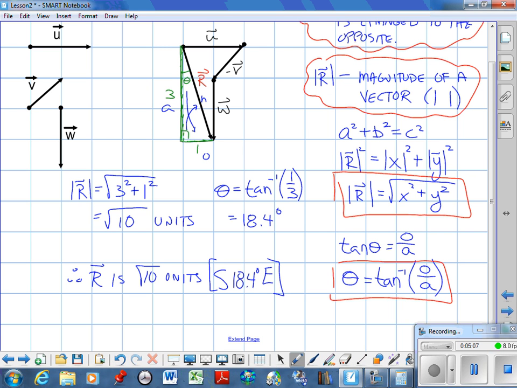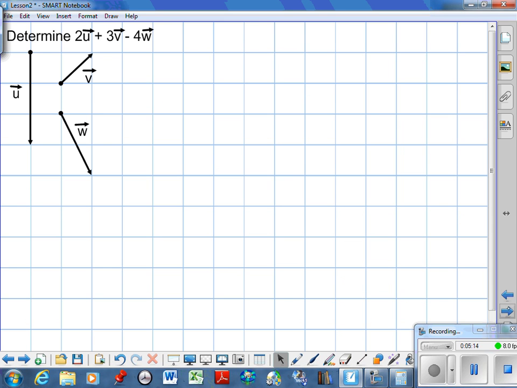So this looks a little bit more complex because it has the notes down the side here, but let's try one more and see how this goes. So now I have vectors that have been scalar multiplied, so they're larger. So if we go through here and do the same process, I know my resultant is going to equal 2u plus 3v minus 4w. So that's what I'm looking for is the resultant.